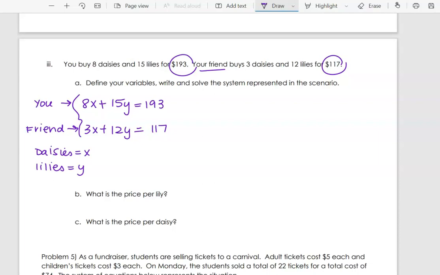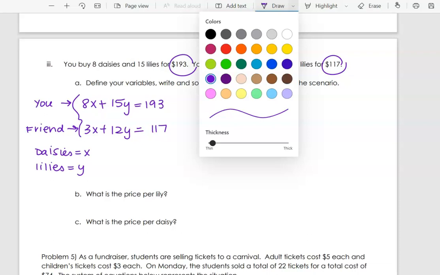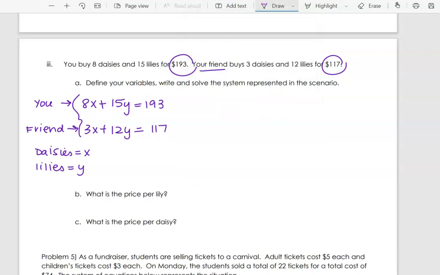Let's check out our variables. This one isn't too nice, right? I've got 8 and 3. So I've got to multiply both of these equations by something. 8, we could multiply this by 3, and the 3 will multiply by a negative 8. Distribute that 3, we're going to get 24x plus 45y equals 579. And then my other one multiplied by a negative 8, I'll get a negative 24x minus 96y equals negative 936.